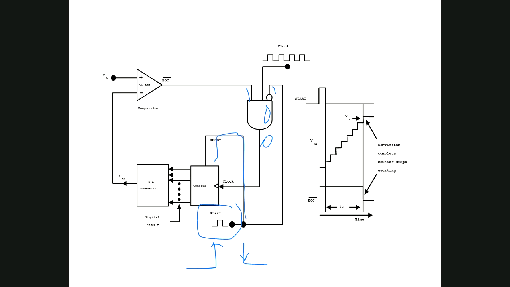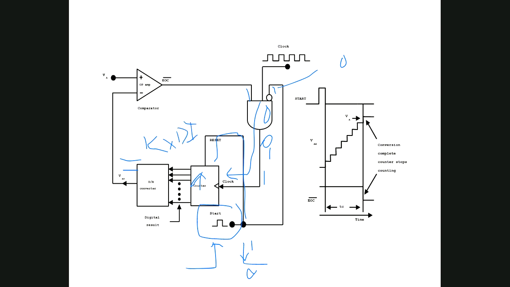Next, the start pulse goes from 1 to 0. When it goes from 1 to 0, this 1 will become 0, so this 0 will become 1. When it becomes 1, this is 1, this is 1, the clock will start coming inside. The counter starts counting up, and VAX will start incrementing because it is K times digital input.